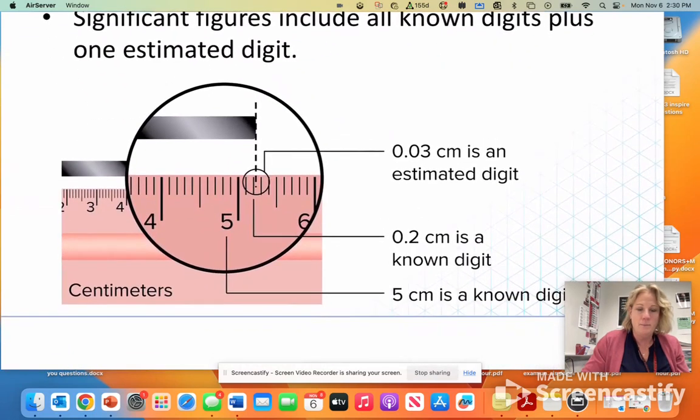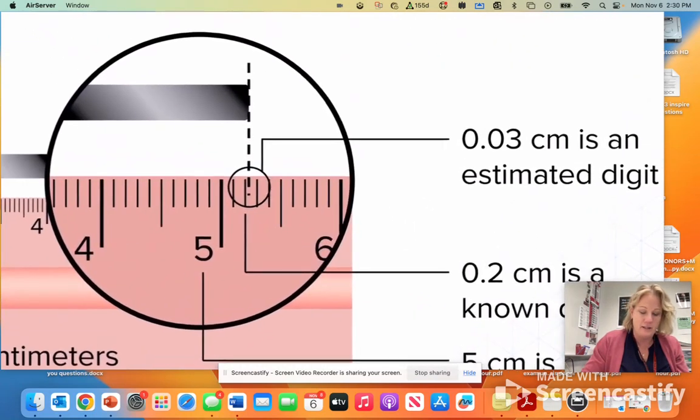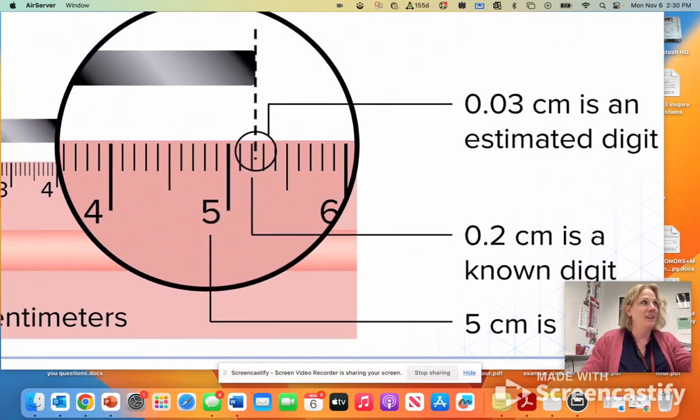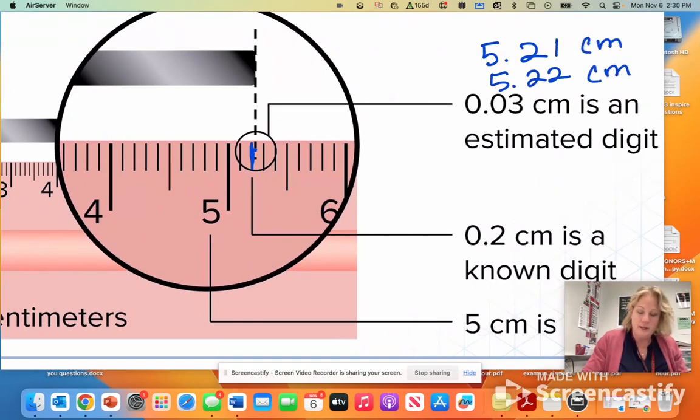For this example here, you can see that they're measuring, so it's going to be 5.2, like we're sure of that. And then it's just a little bit further. So you could say it's 5.21, 5.22 centimeters. And we're all correct. So we can differ in that last guessing digit.